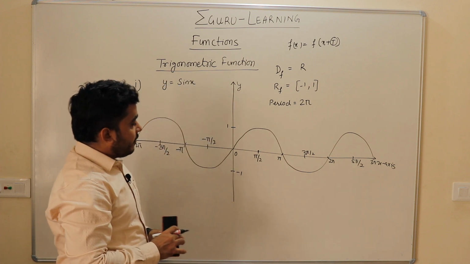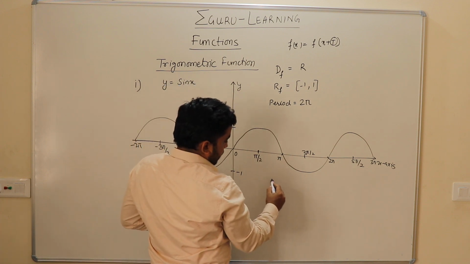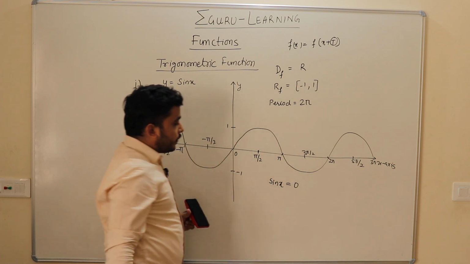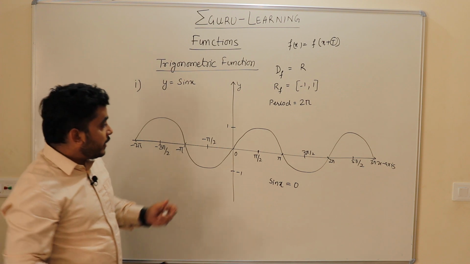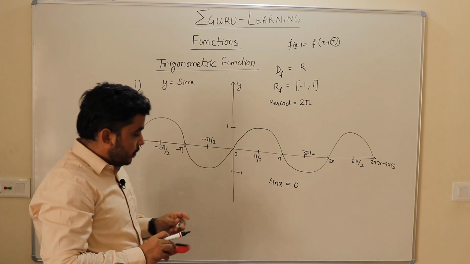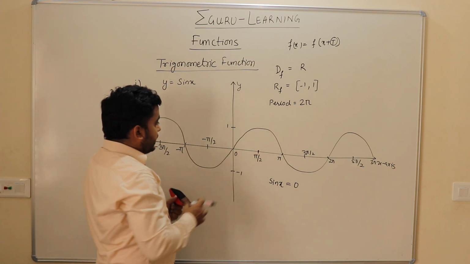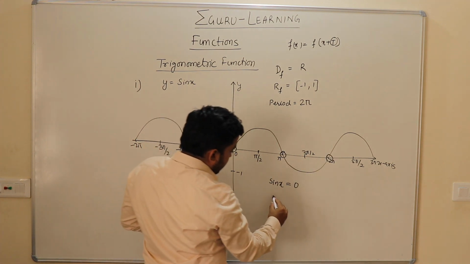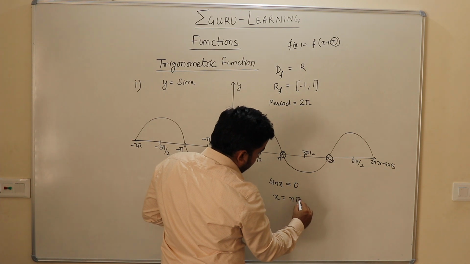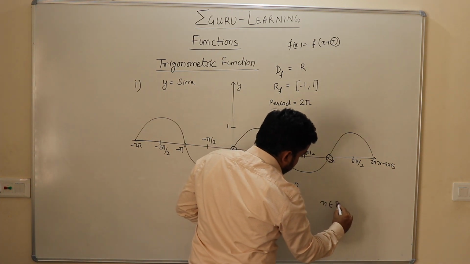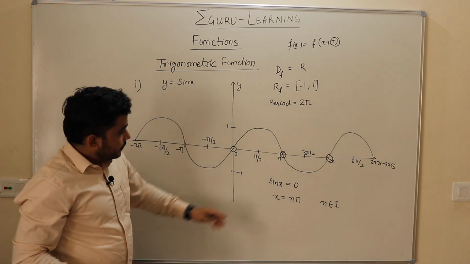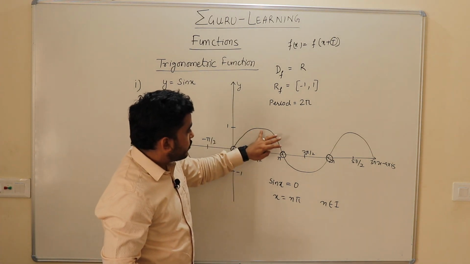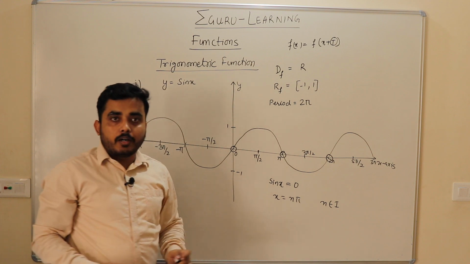Okay, now if we are given that sin x is equal to 0, we need to find the values of x at which sin x is equal to 0. That means these are the points. So we can say that here x should be equal to n pi, where n belongs to integers. Similarly, if we are given sin x is equal to 1, the values of x will be (4n plus 1) pi by 2.